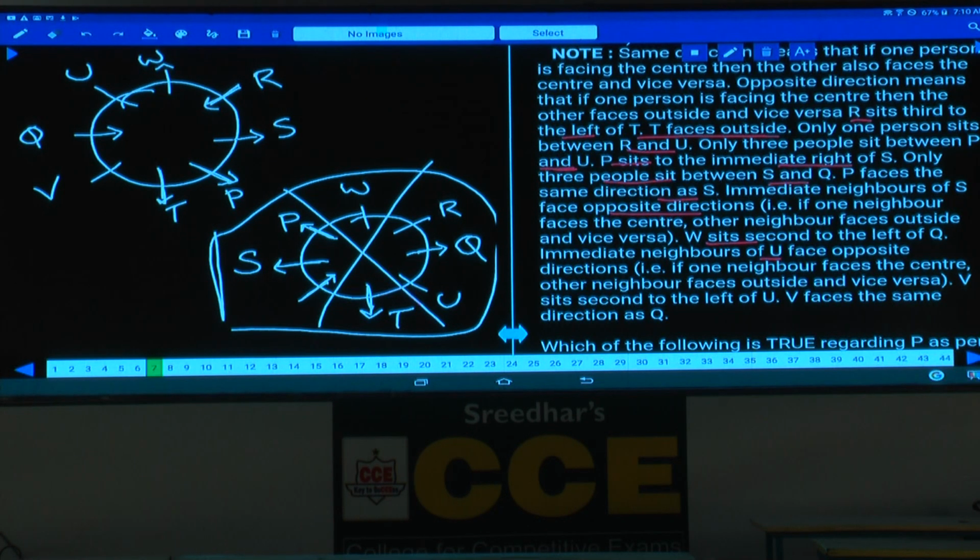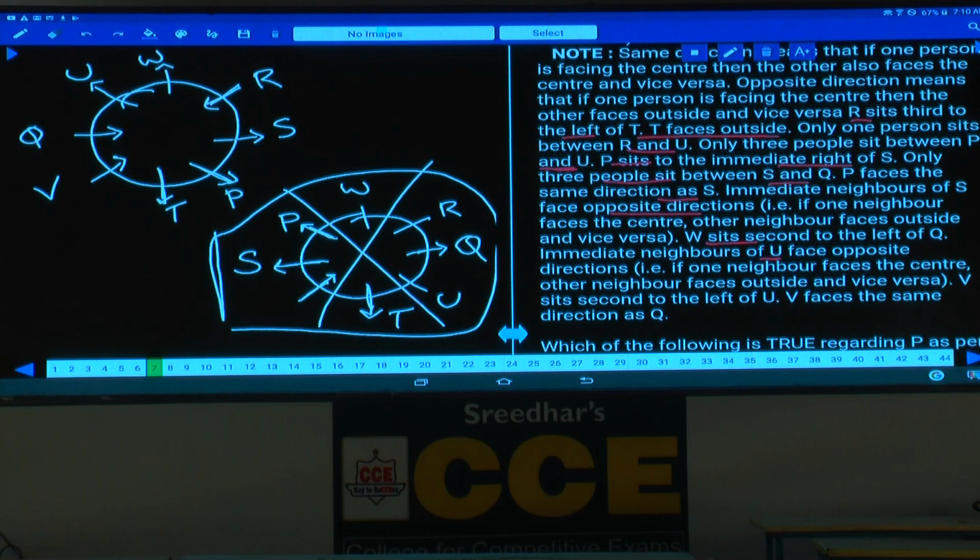V sits second to the left of U. As V is seated second to the left of U, U is facing away. And V faces the same direction as Q. Now Q is inward. V is also facing inward. Clear now? V faces the same direction as Q. Now these 2 persons are facing the same direction.